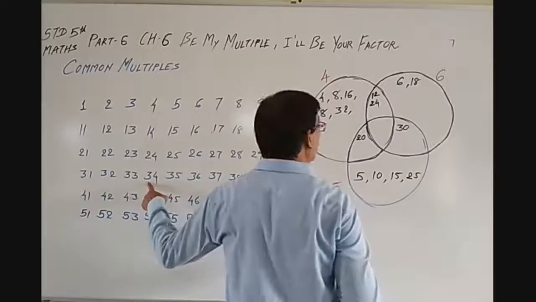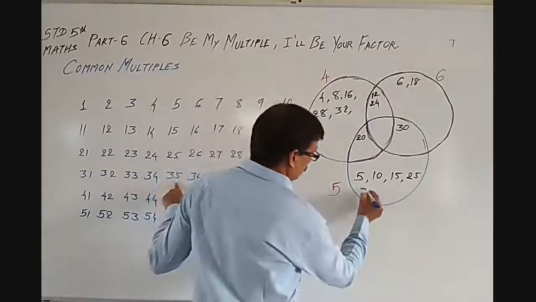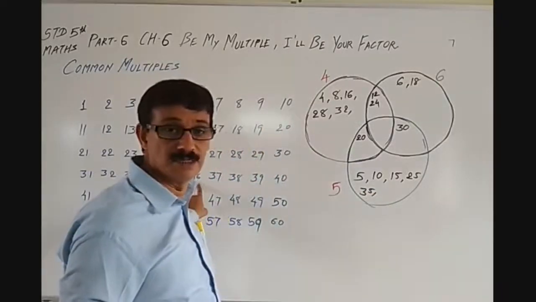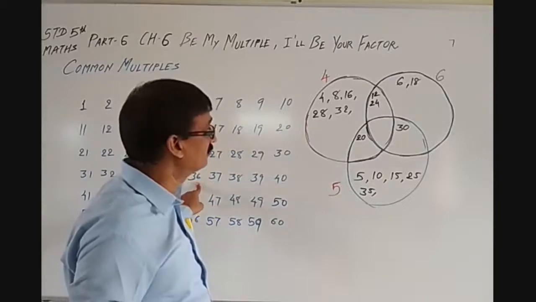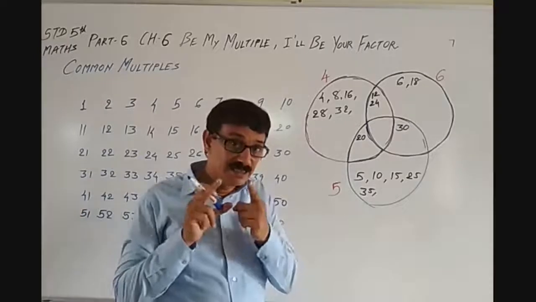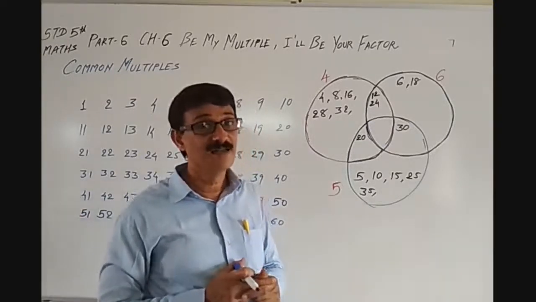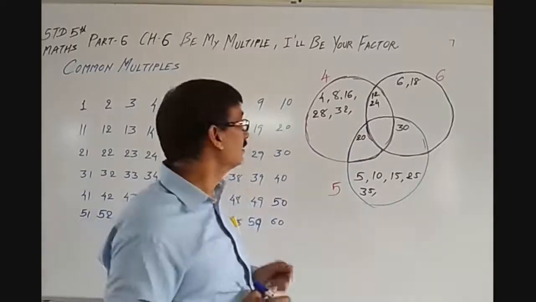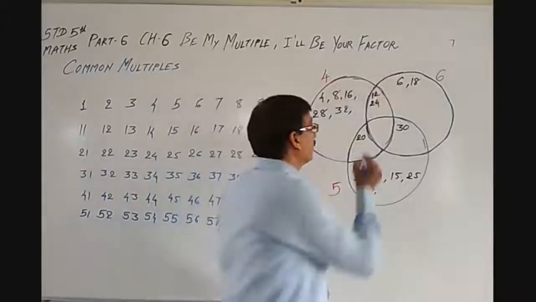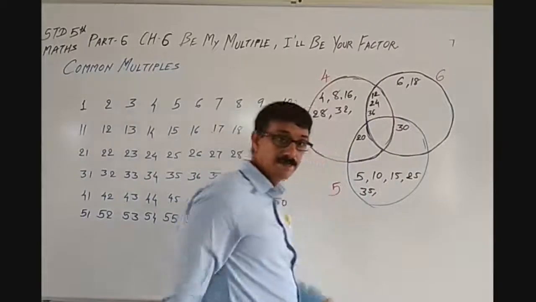33, 34, 35. 7 5s are 35. 36. 9 4s are 36. Yeah. Then is 36 a multiple of 6? 6 6s are 36. That is why 36 is common to both 4 and 6. So I should write it over here, isn't it?